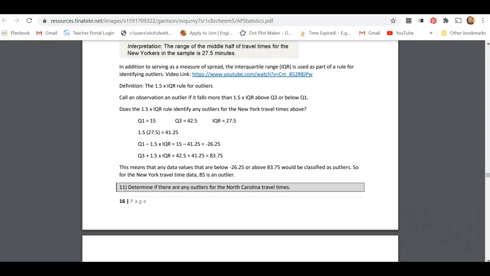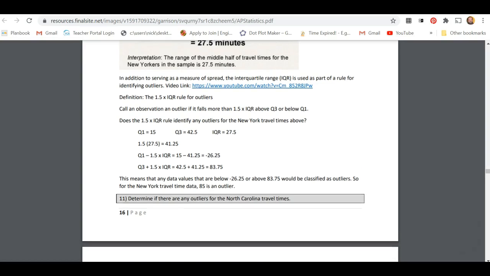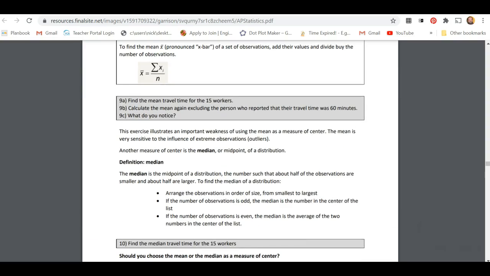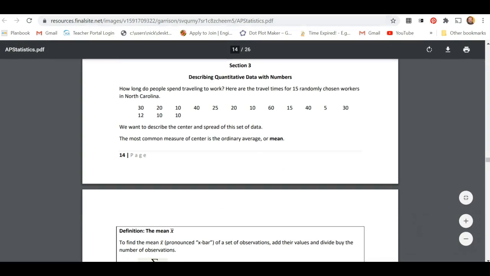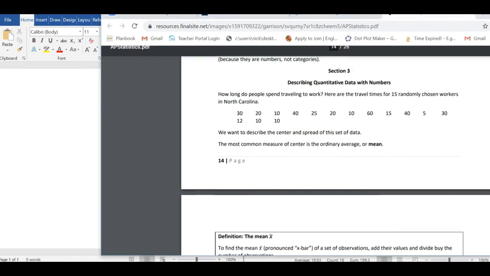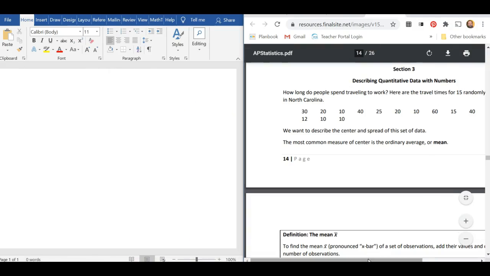Okay, so let's look at number 11. It says determine if there are any outliers from the North Carolina travel times. All right, so we have to find that data list. It's up a bit. There it is.